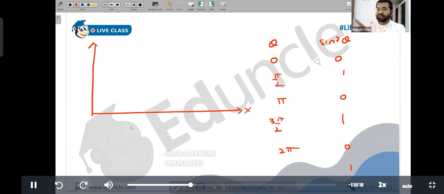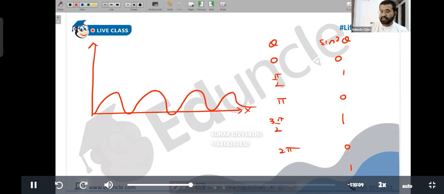So you always have 0, 1, 0, 1, 0, 1, 0, 1 in a stack. We don't have 0, 1, 0, minus 1. So the graph is now like this, people: 0, 1, 0, 1, 0, 1, 0, 1. It's always positive.